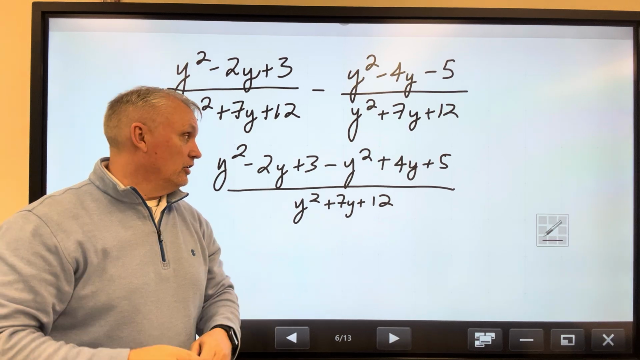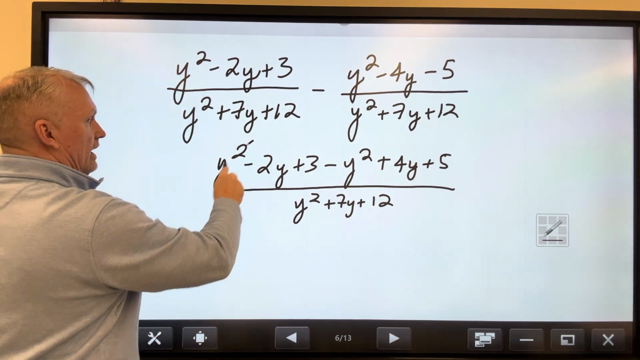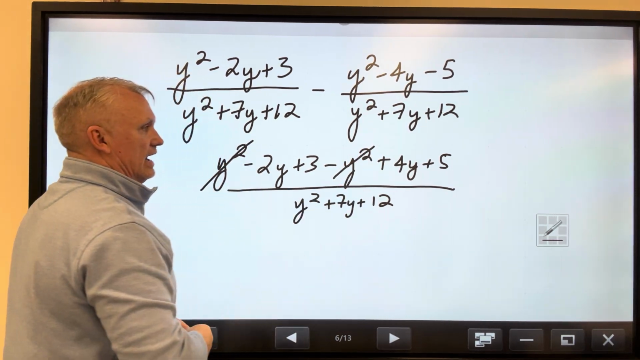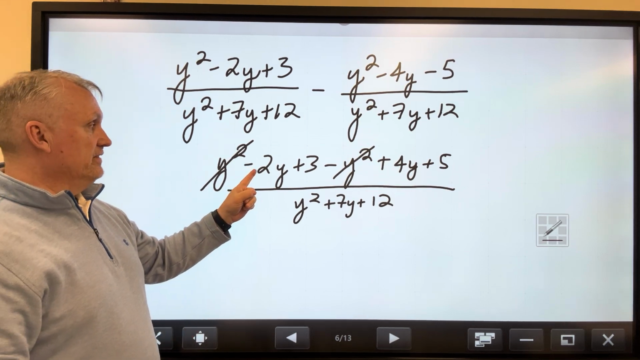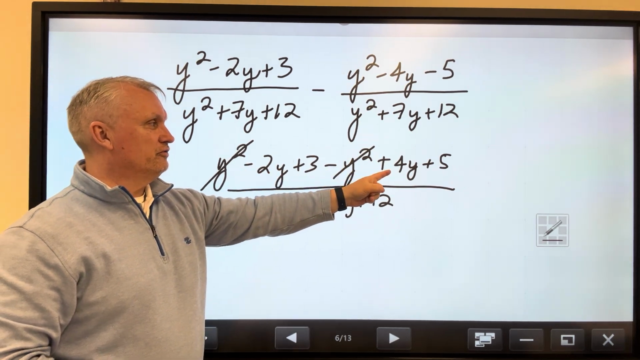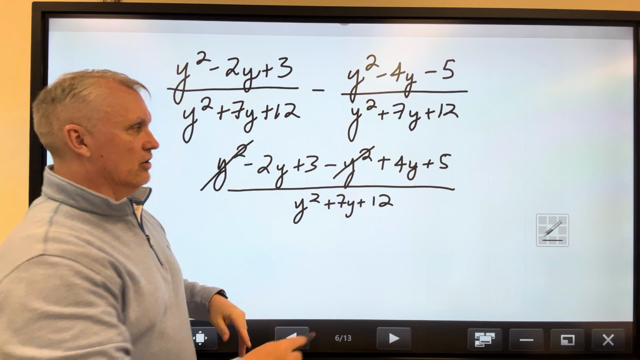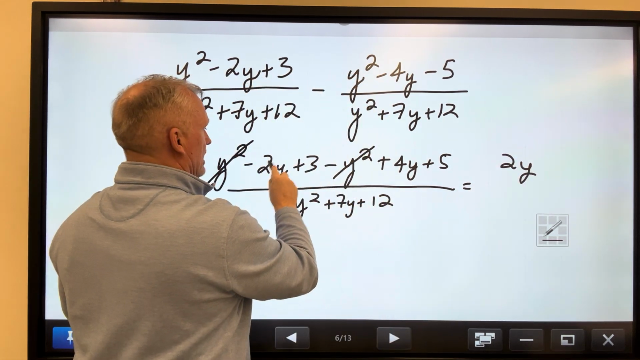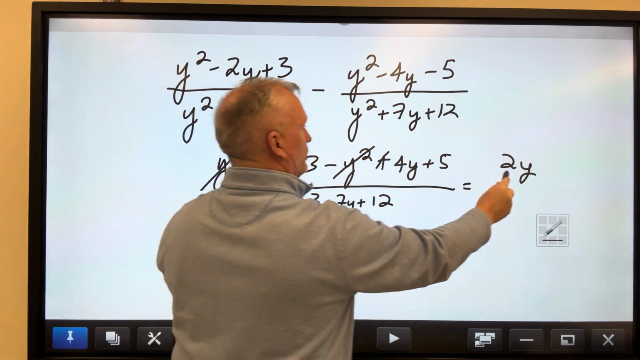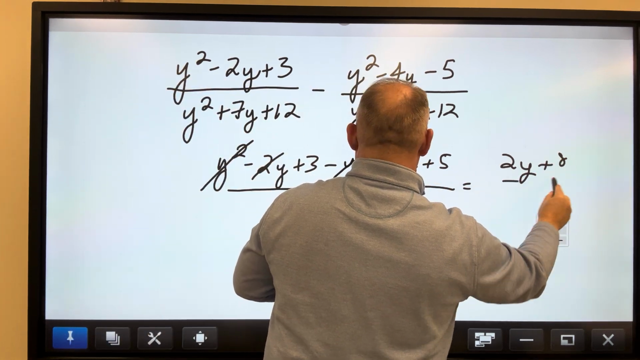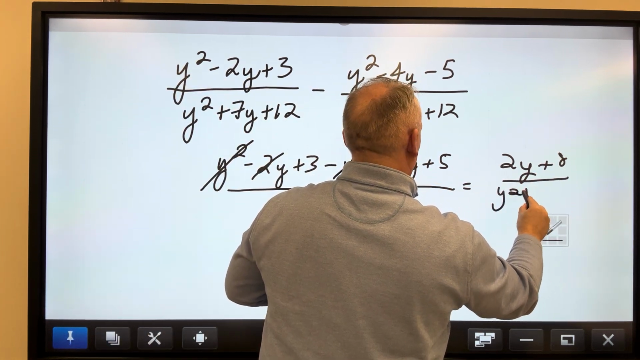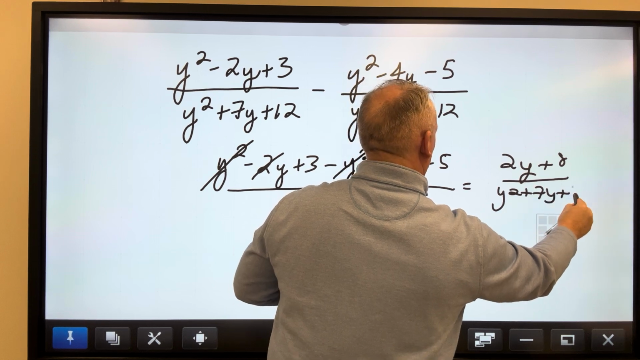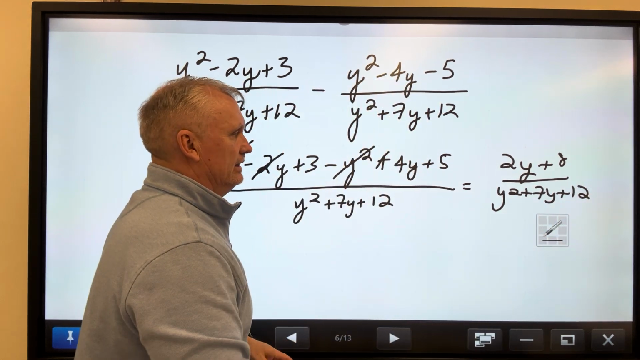Now, combine like terms. Well, look at this. Y squared minus y squared is canceled out. And if we look at this, I've got minus 2y plus 4y, which is 2y. Plus 3 plus 5 is plus 8, all over y squared plus 7y plus 12. That's an 8.